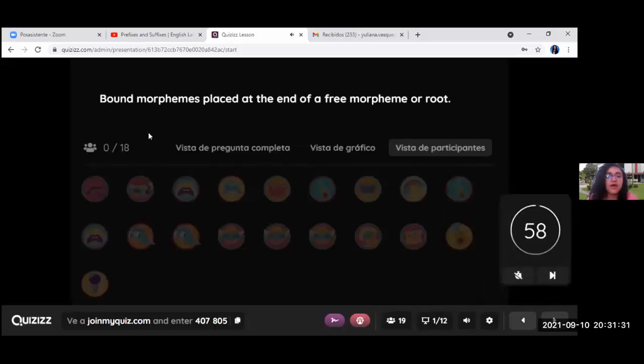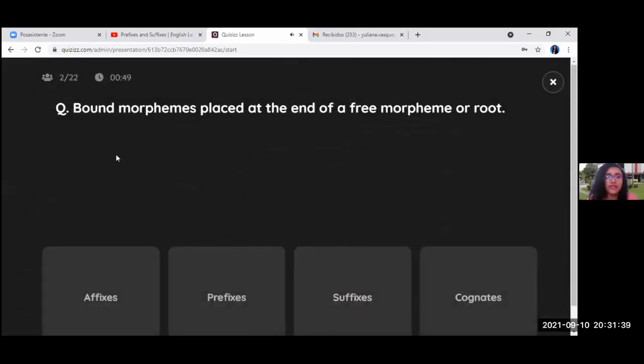Bound morphemes placed at the end of a free morpheme or root. What is the word? Affixes, prefixes, suffixes, or cognates. What is the bound morpheme placed at the end of a free morpheme or root?